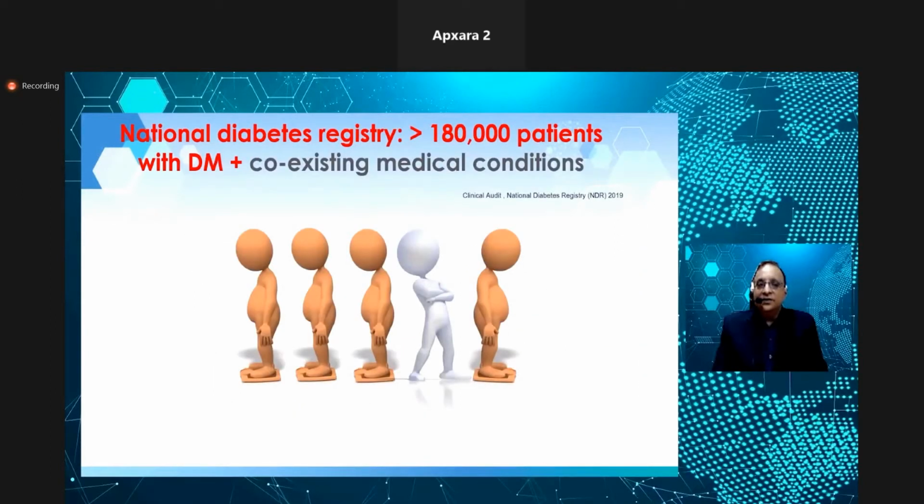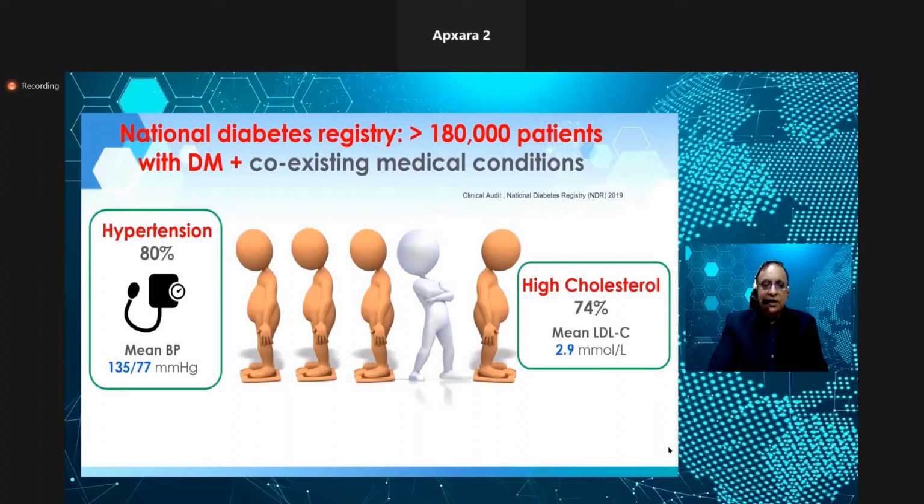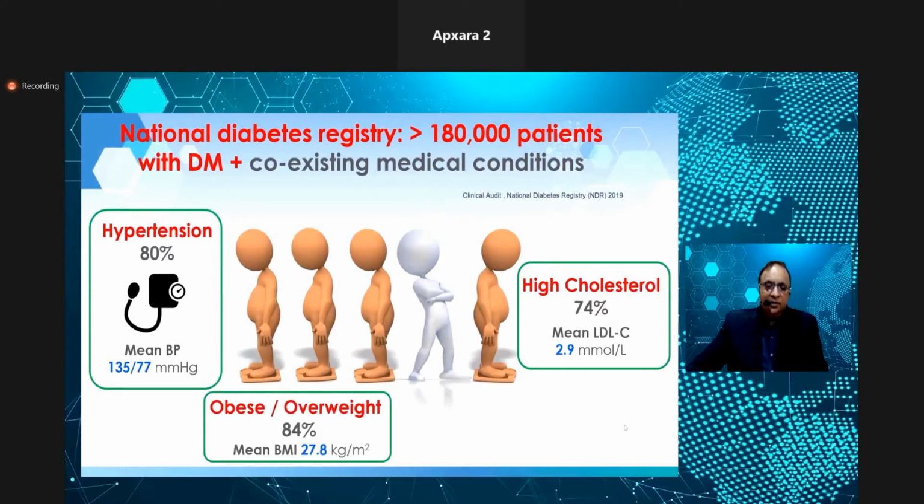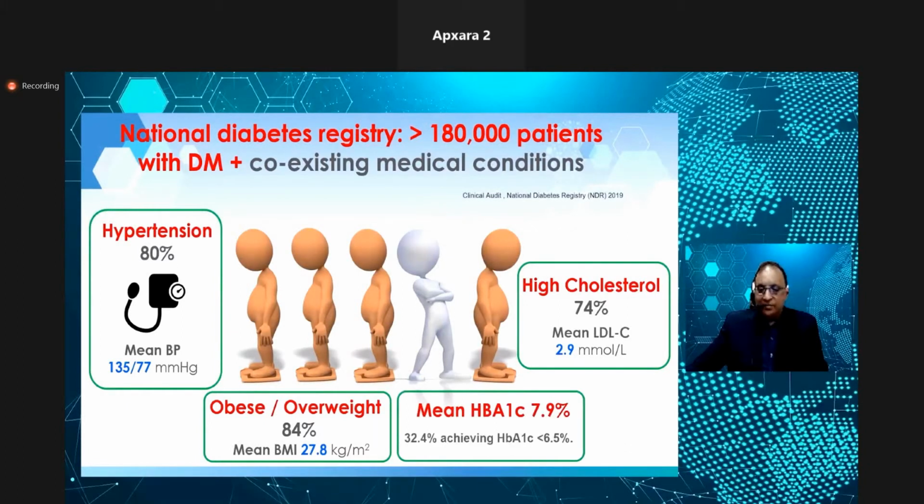Now, when you look at the National Diabetes Registry, which encompasses a huge number of patients, they looked at 180,000 patients or more. They found that among patients with diabetes and coexisting medical conditions, hypertension was seen in 80%, with a mean blood pressure of 135/77. High cholesterol was seen in a significant number, again 74%. The majority of patients were overweight or obese with a BMI of 27.8, and they had poor diabetes control. In fact, only about a third achieved their HbA1c target of less than 6.5%. So large numbers of patients actually have significant comorbidities.